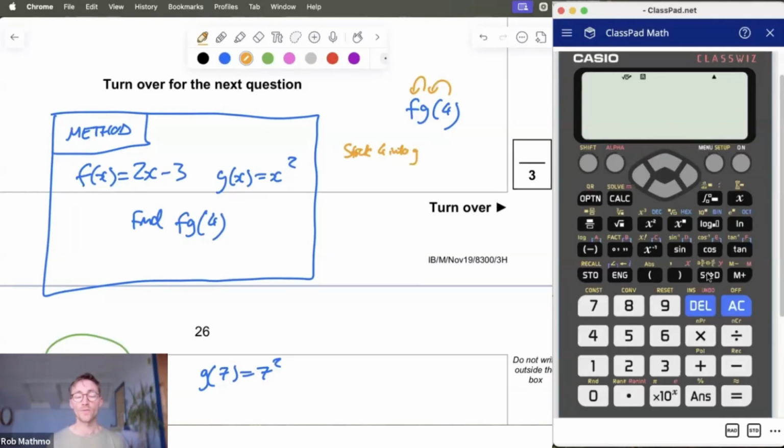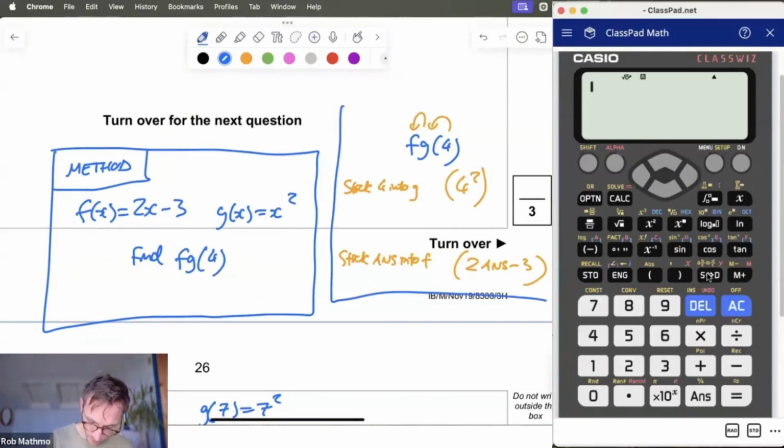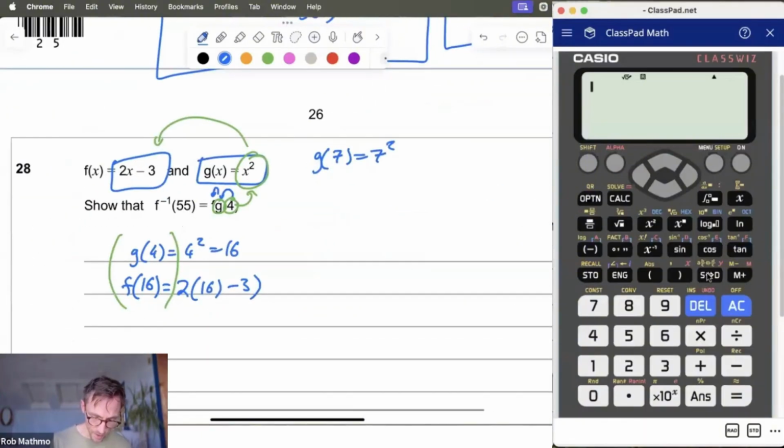this is how I'd phrase it if I found functions difficult. Stick 4 into G, and then stick the answer into F. And again, I don't care what the answer is here. That's not the point of this card. And I know you guys are like, oh, but I want to know what the answer is going to be. I know you guys are obsessed with answers.